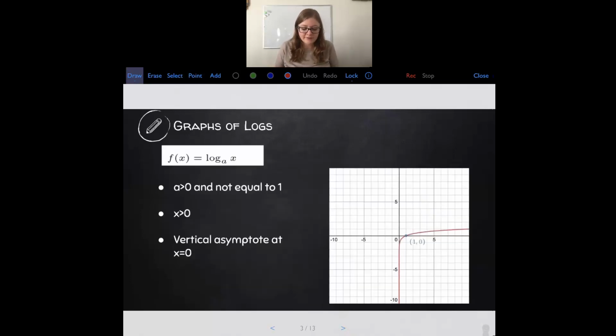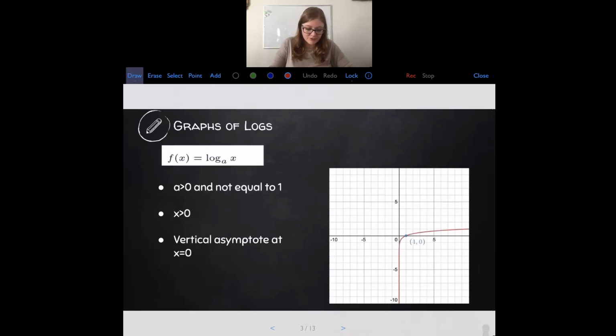If we have f of x is equal to log base a of x, remember that a has to be greater than 0 and different than 1. So it can't be negative, it can't be 0, and it can't be 1. And x has to be greater than 0. What we have is what's called a vertical asymptote at x equals 0.